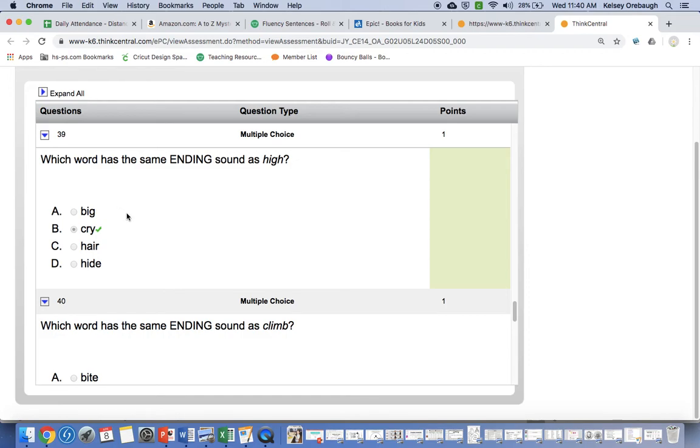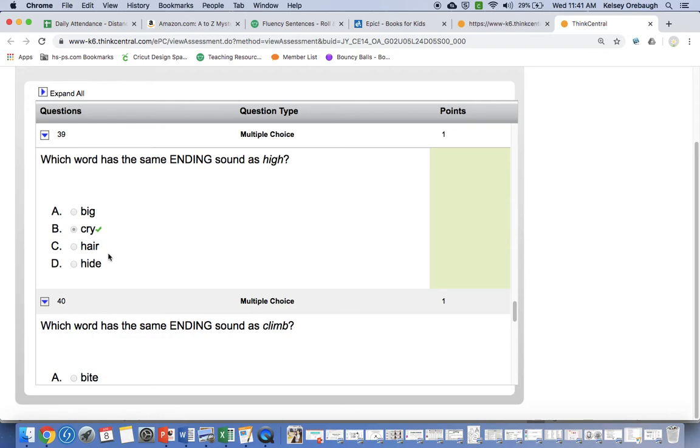So let's look at our choices. Big. In the word big, the ending sound is G. Yes, there is a G in high, but it does not make a sound. So these words do not have the same ending sound. B. The word is cry. Cry. High. Do they both end in the same sound? Yes. The letters at the end of each word do not match, but the sounds match. Cry, high. They rhyme. I and I. We have learned that a Y at the end of words can make the I sound, and an IGH can also make the I sound.